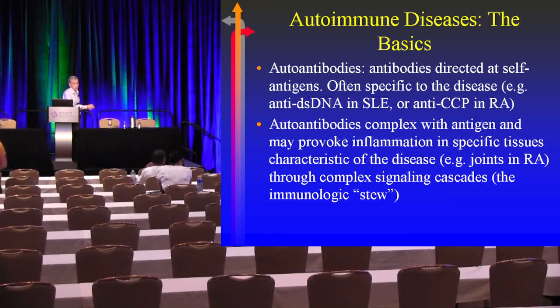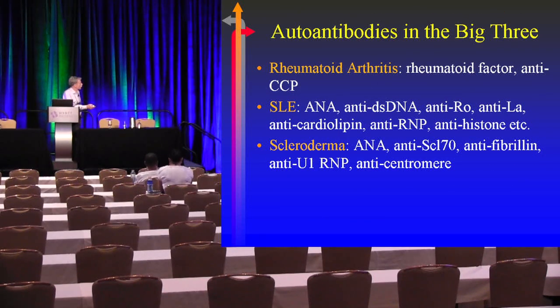So, for example, in lupus, we know that antibodies to DNA complex with DNA. That complex gets deposited in various tissue sites, best demonstrated in the kidney. That in turn provokes inflammation in the kidney that we call glomerulonephritis, and that's a characteristic feature of lupus. And we've known that now for a number of years.